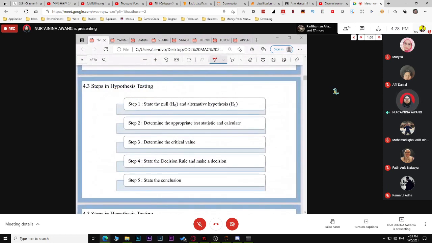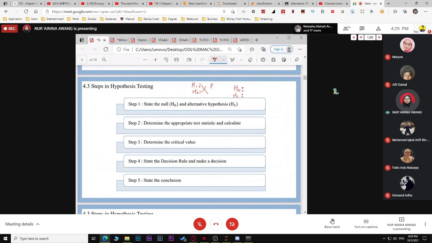Okay, so these are the steps if you want to answer the hypothesis testing questions. The first step is to state the null and alternative hypothesis. So you write your H null and H1. Make sure you write H null first, then your H1. You cannot suddenly write H1 and then H null. Okay, it is not allowed. And then make sure when you write your hypothesis, you use this notation, overlapping notes.